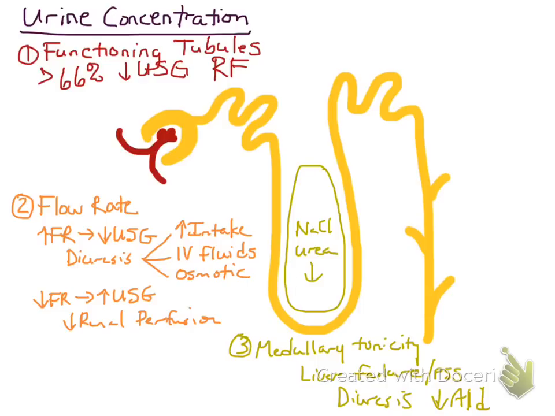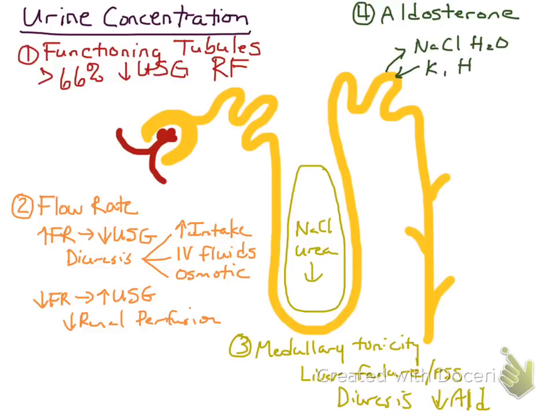Okay, so a fourth factor that affects the urine-specific gravity is aldosterone. Aldosterone is a hormone that is released by the adrenal gland, and its actions are to resorb sodium, chloride, and water from within the tubule lumen, and then also secrete potassium and hydrogen ions. So if there is a deficiency of aldosterone, such as hypoadrenocorticism or Addison's disease, then you would have less resorption of water.